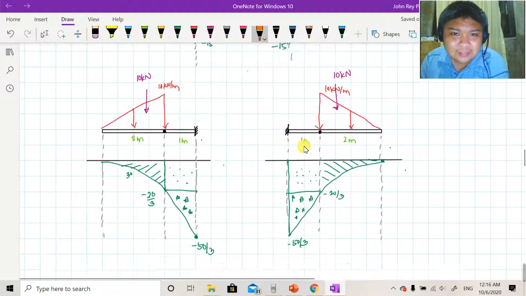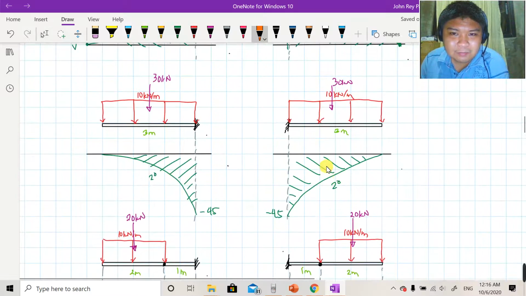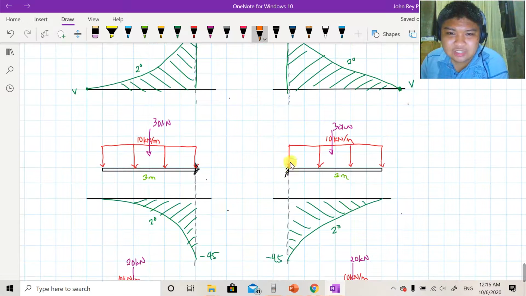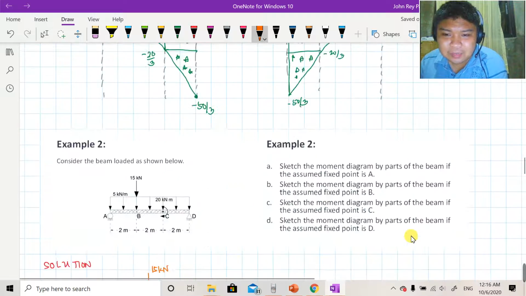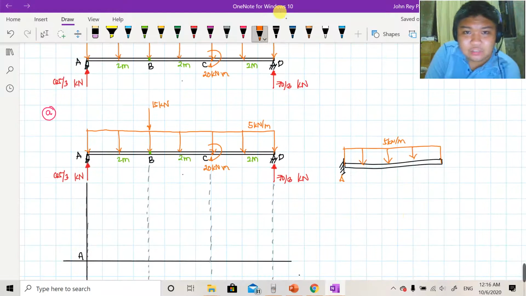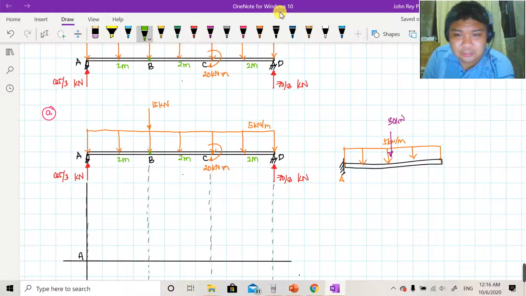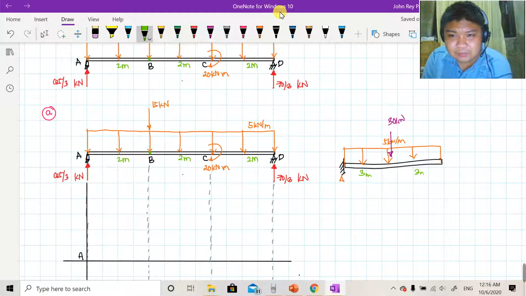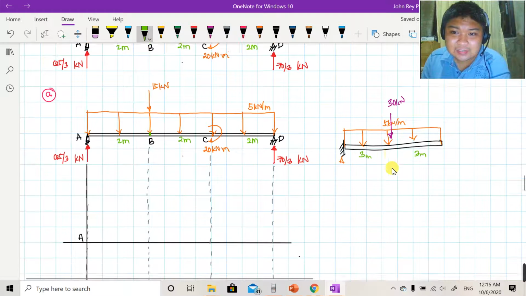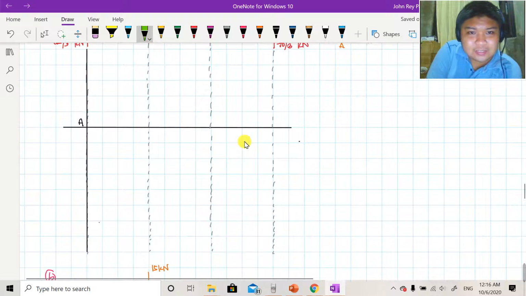Okay? So, tignan natin, nasaan siya. 'Di ba? Kung mapapansin nyo kanina, dapat pa ganito siya dahil ito yung itsura ng beam. And therefore, 'di ba? Ang tendency dito, automatic this will have a moment of 30 kilonewton. So, tig 3 meters siya tapos 3 meters. So, 30 times 3, 90. So, ang magiging drawing niyan dito, class, ay pag ganito siya.